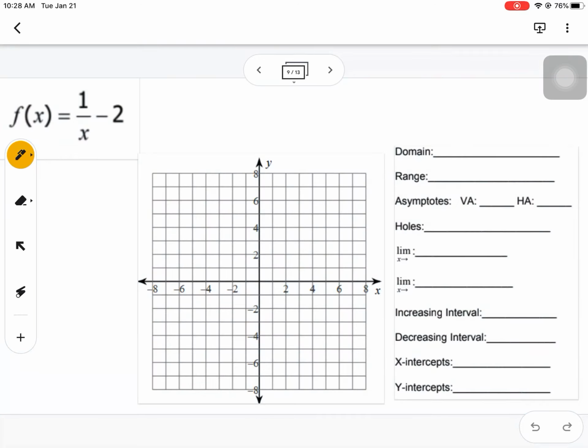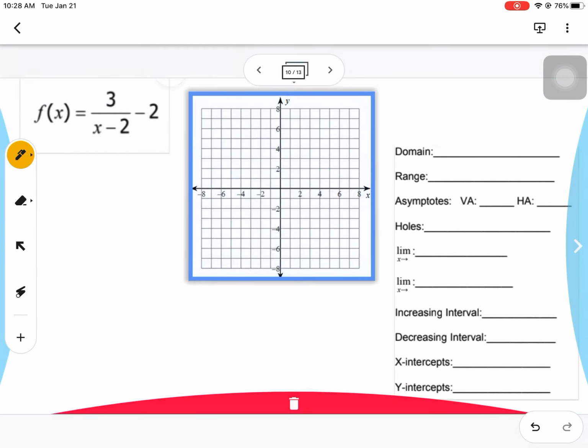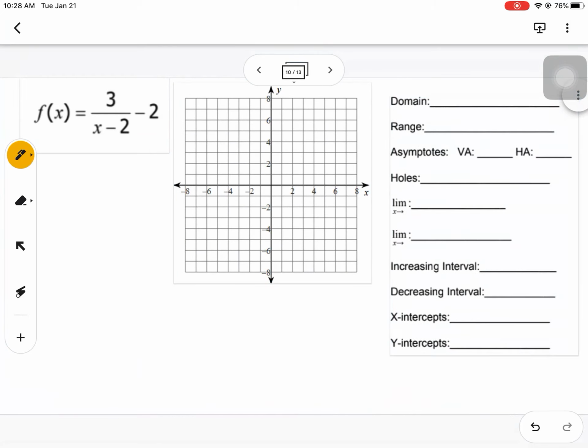Okay. I'm going to jump to a more complicated one just to give us plenty to talk about here. So go ahead and write this one down, get your notes ready, and then pause the video, or play the video whenever you're ready to actually talk it through.